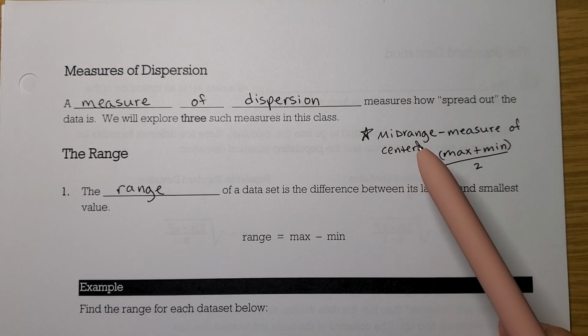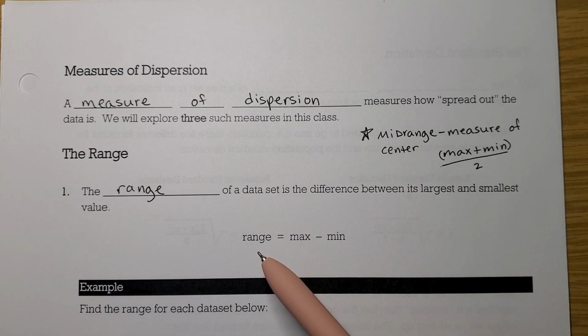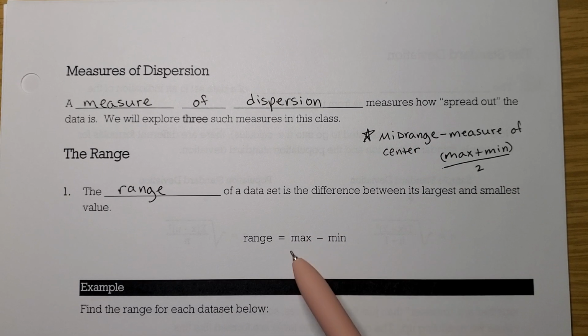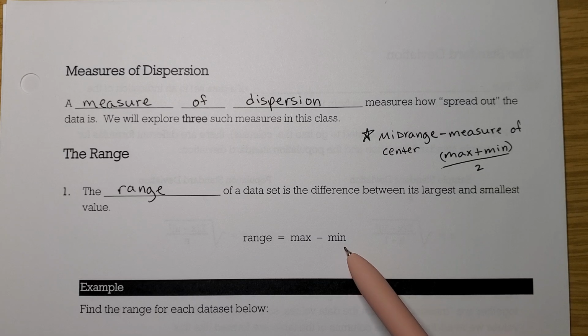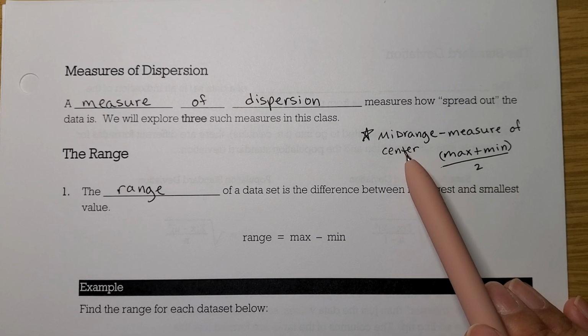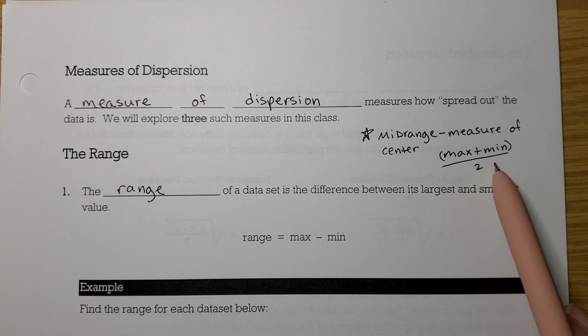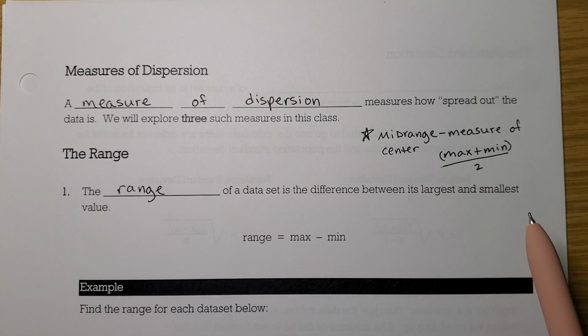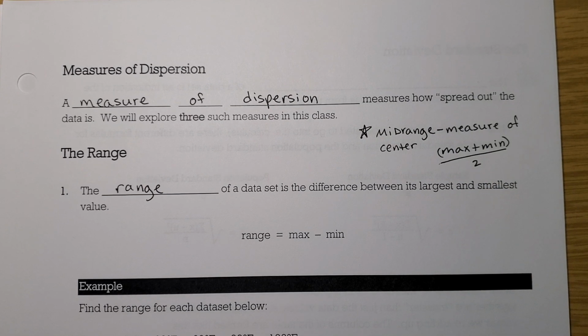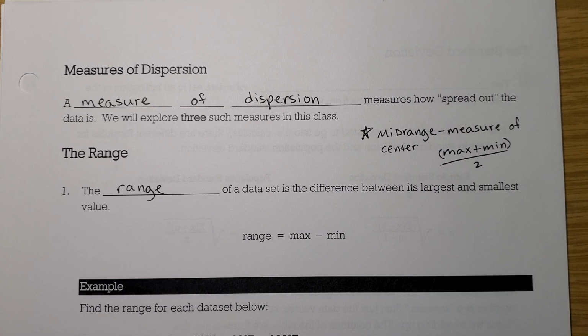You don't want to confuse the mid-range with the range. So the range takes the maximum value and subtracts the minimum. Notice in the formula for the mid-range that you're adding and then dividing by 2. So they use similar components of the data set. They both use the max and the min, but the formulas are different and what they measure is different. So the mid-range measures kind of the midpoint between those two. The range measures how far apart they are.